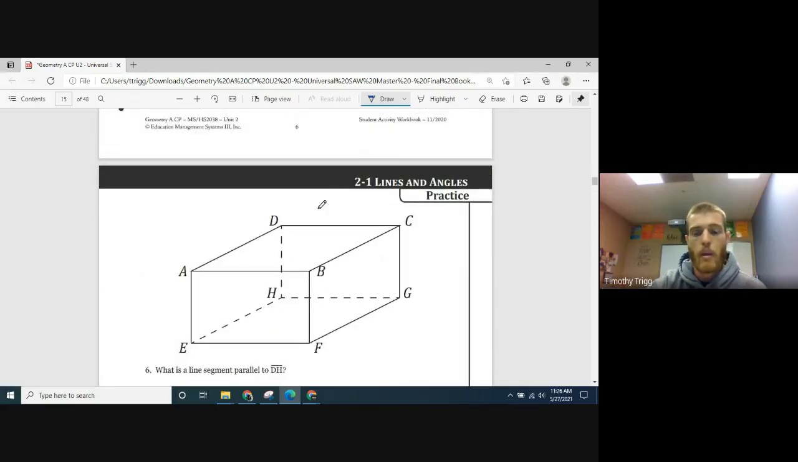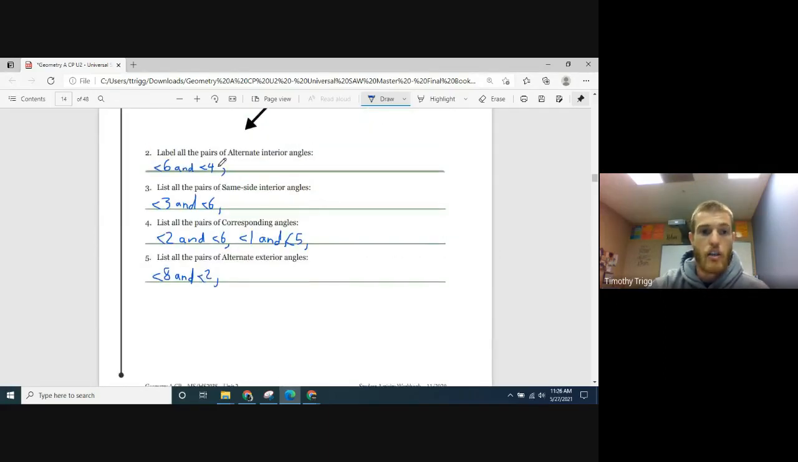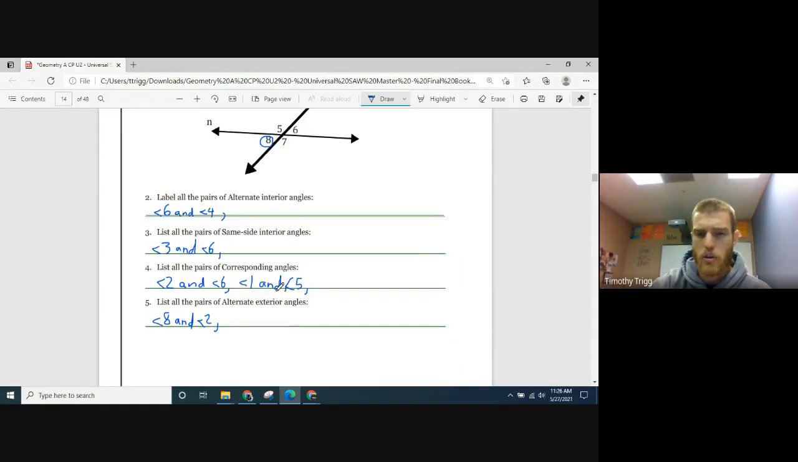Okay. Once you've done that, again, the first one should have 2 pairs in total. This one should have 2 in total. This one should have 4 in total. This one should have 2 in total. Make sure you have them all.